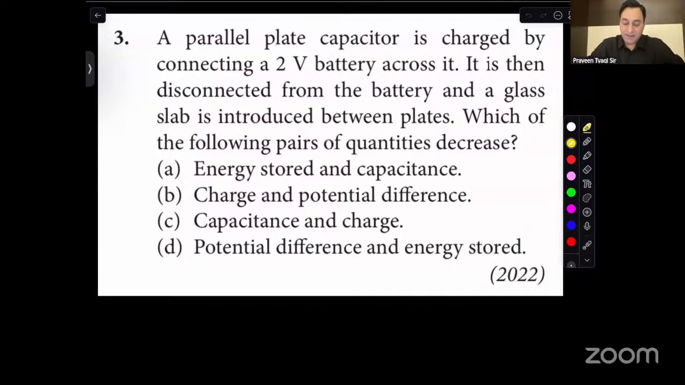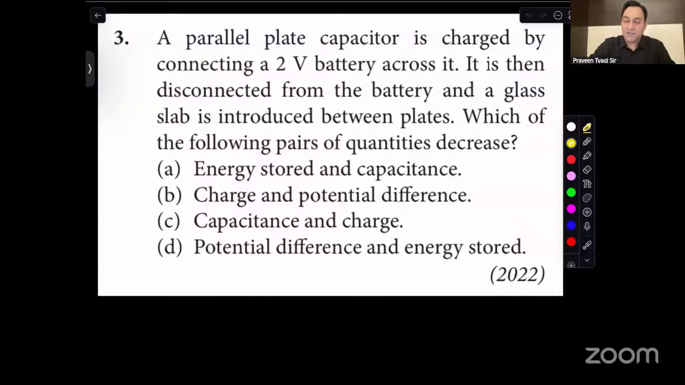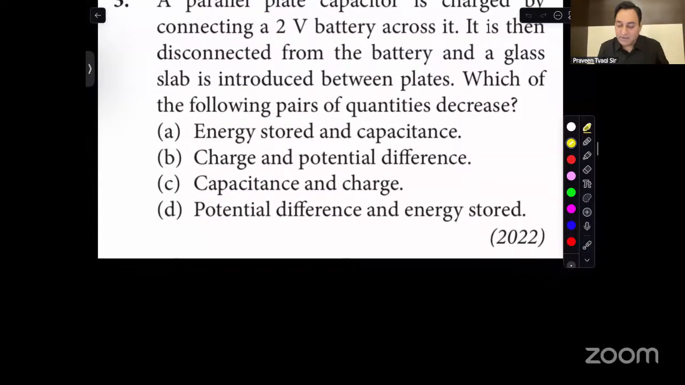Okay, now let me do this question. Has anyone done this question? Okay, I have received replies. Let me do this. A parallel plate capacitor is charged by connecting a 2 volt battery across it. It is then disconnected from the battery.